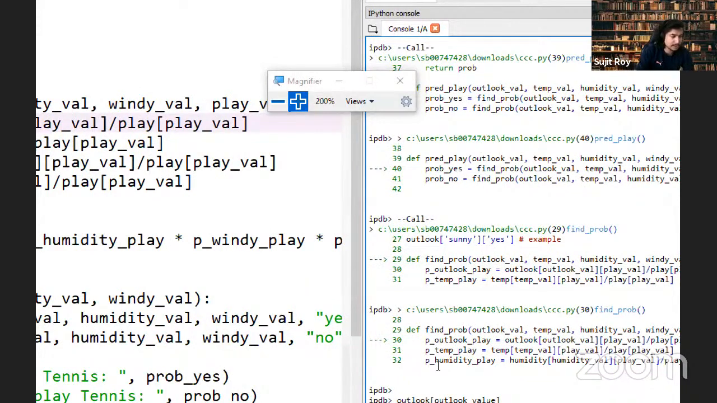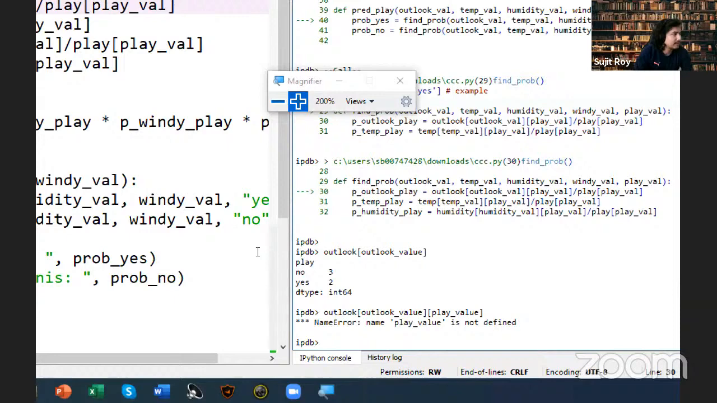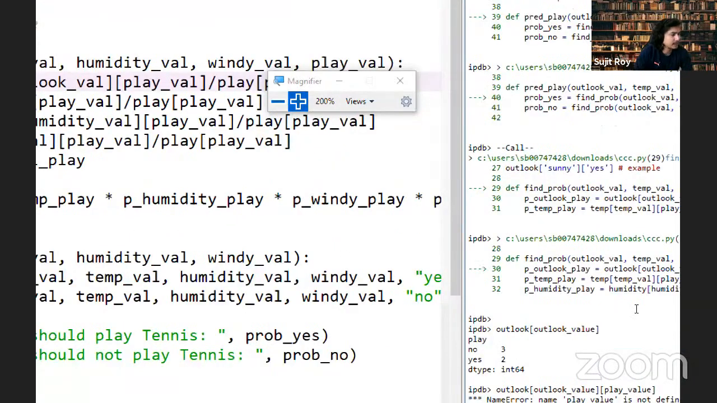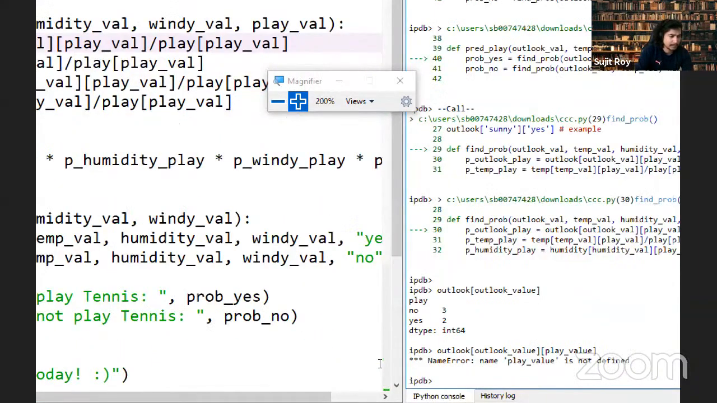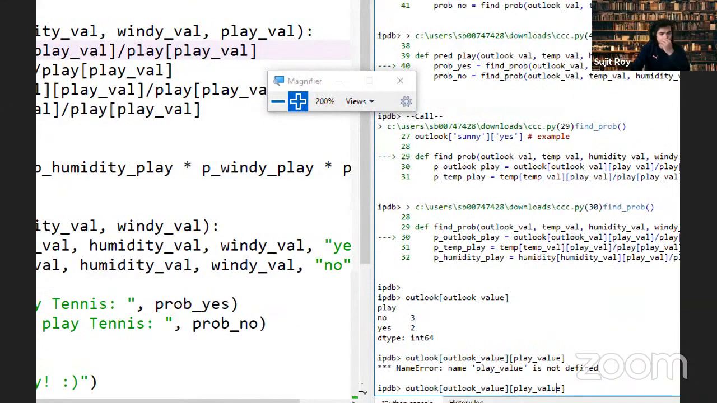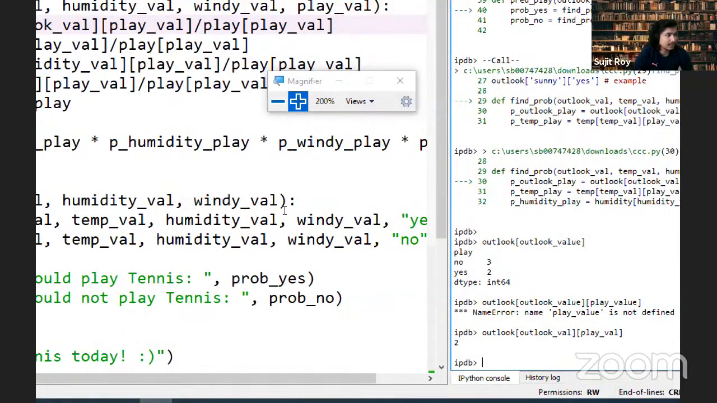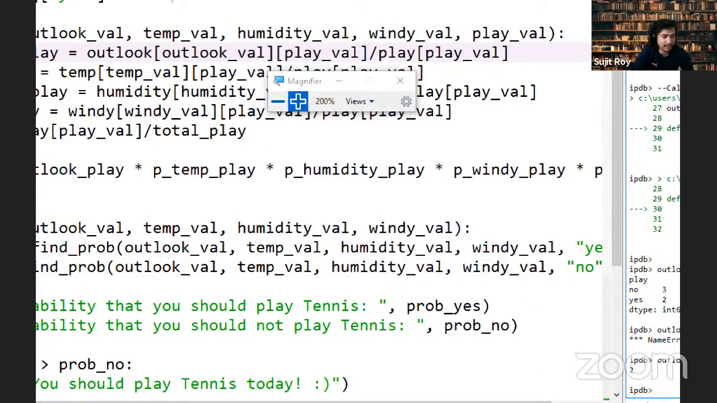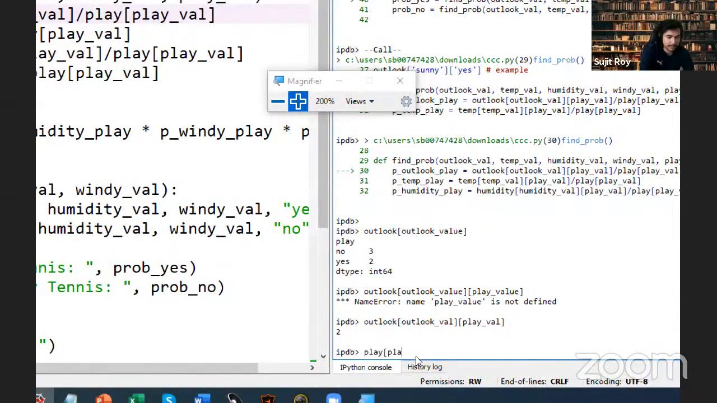Now, if I just do this thing and also look at the play value. Okay, it's play value, sorry. Outlook value, play value. So now we have only 2, because there are only 2 conditions for playing yes. And we're calculating it for yes. So we looked at this one, and now we have outlook value, play value, and by play value. So if I look at play for play value, it will be 9.